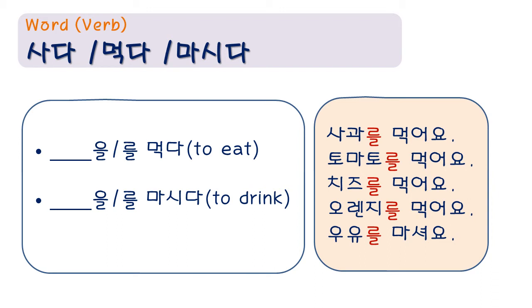Okay, what about the verb to eat or the verb to drink? 먹다 or 마시다. 사과를 먹어요. 토마토를 먹어요. 치즈를 먹어요. 오렌지를 먹어요. 우유를 마셔요. Okay, so 우유를 마셔요 means I am drinking milk or I drink milk, right? If someone says, oh, do you like milk? You can say, oh, yes, I drink milk. 우유를 마셔요.